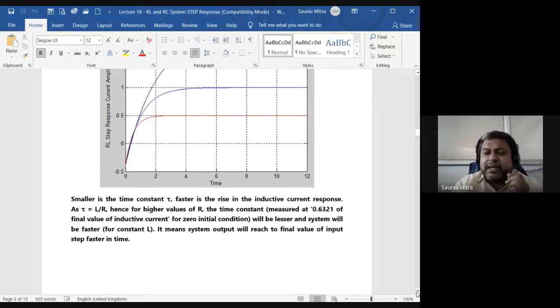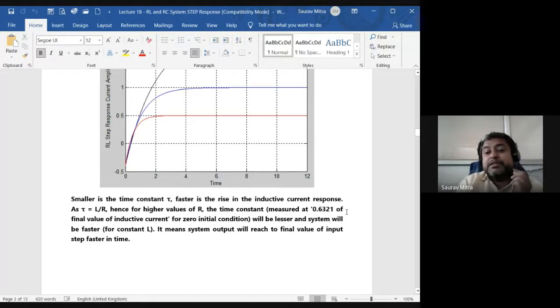You take some initial condition value. From there you show three graphs and say that L is constant. But if R is more, tau is less, and the system will reach the steady state faster. As tau is equal to L by R, hence the higher the value of R, the time constant measured at 0.6321. We will discuss this concept later.